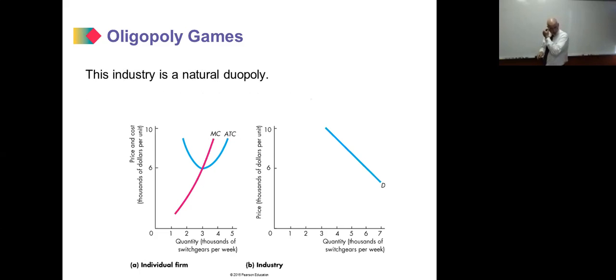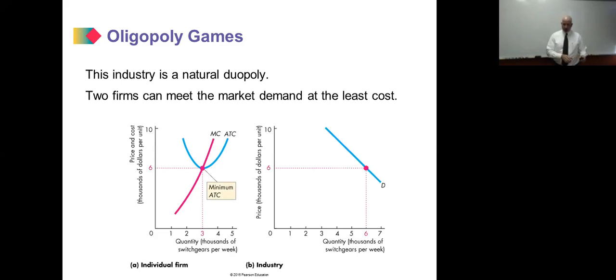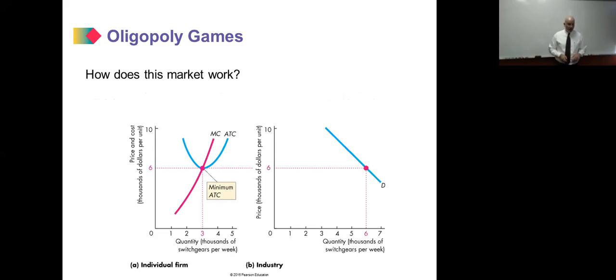So again, this industry we're going to assume is a natural duopoly. Two firms can meet the market demand at the least cost. So we're going to say they are efficient. And how will this market work?